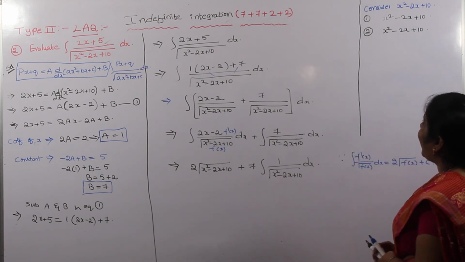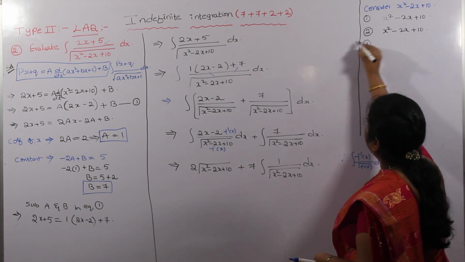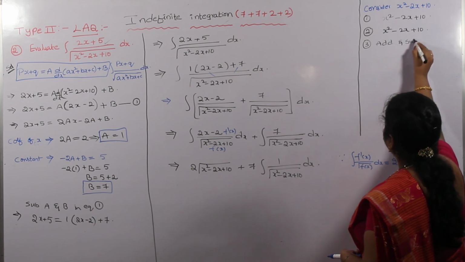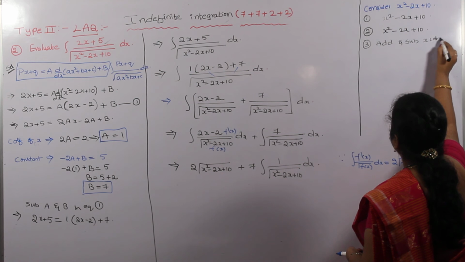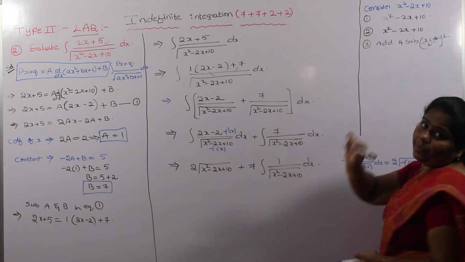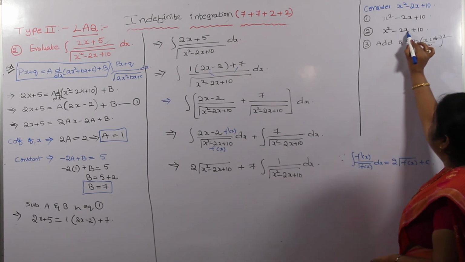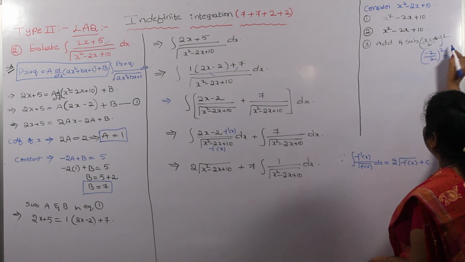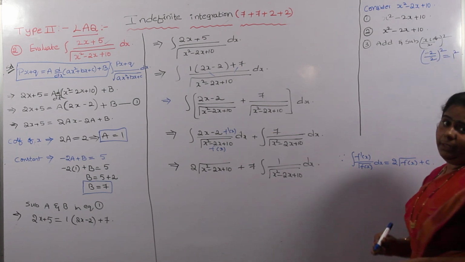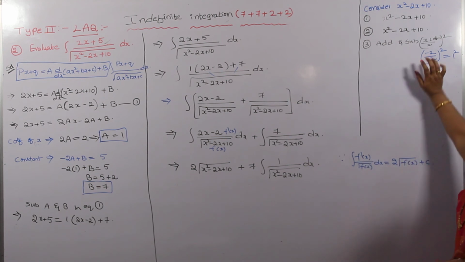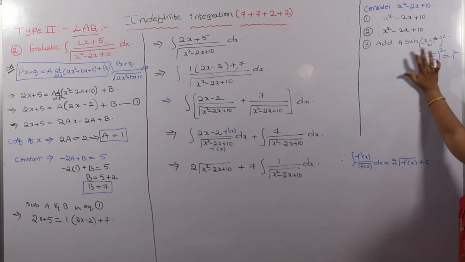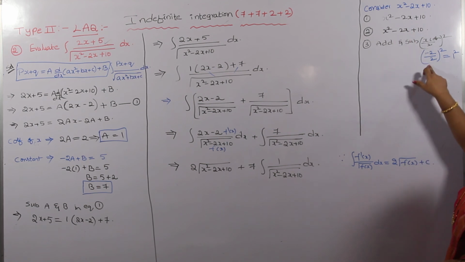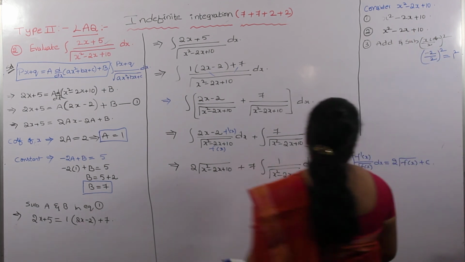Next come to the third step. What is the third step? Add and subtract the x coefficient by 2 whole square. Here the x coefficient is minus 2, so minus 2 by 2 whole square. Minus whole square is plus, that is 1 square. Actually we are adding and subtracting some number, but for finding that number we have the formula, x coefficient by 2 whole square, which here is 1 square. So add and subtract 1 square.